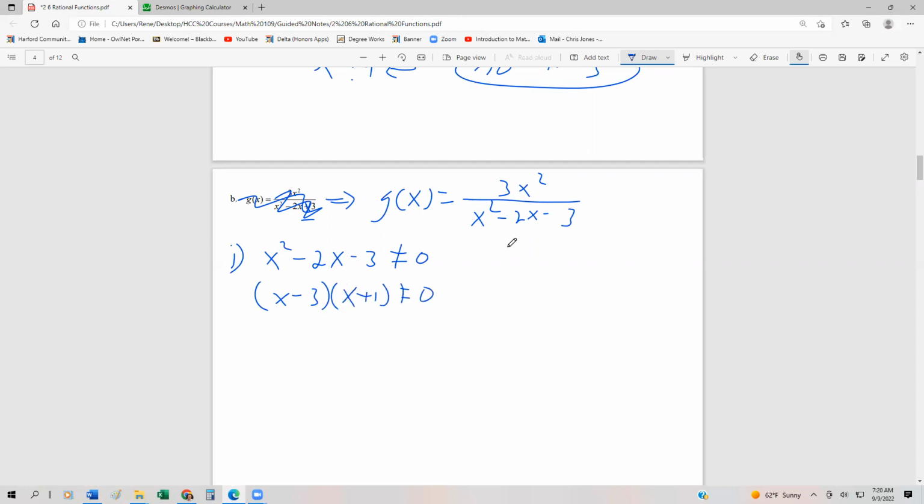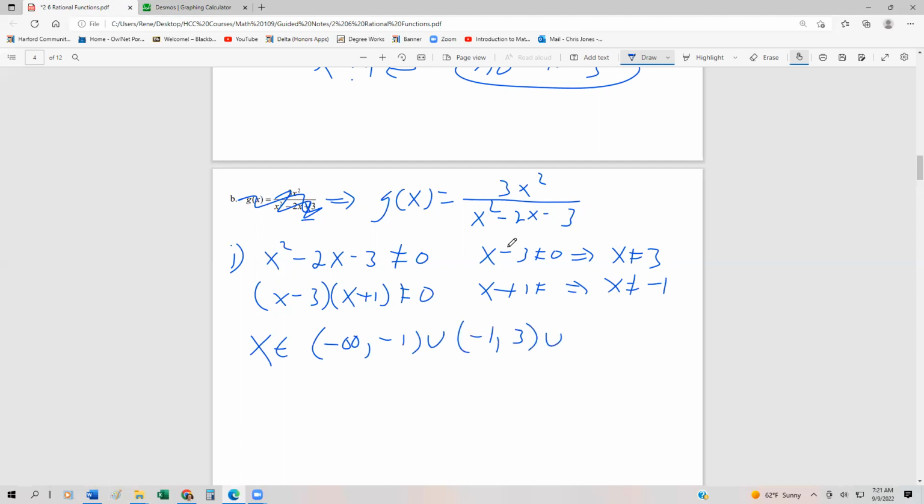Right? And so that means that x minus 3 cannot be 0, x plus 1 cannot be equal to 0, and so that means that x cannot be equal to 3, and x cannot be equal to negative 1. And so if we write the domain of the function in interval notation, we go from negative infinity to negative 1, union negative 1 to 3, union 3 to infinity, since x can neither be negative 1 nor 3. That's going to help us to be able to find the vertical asymptotes a little bit.